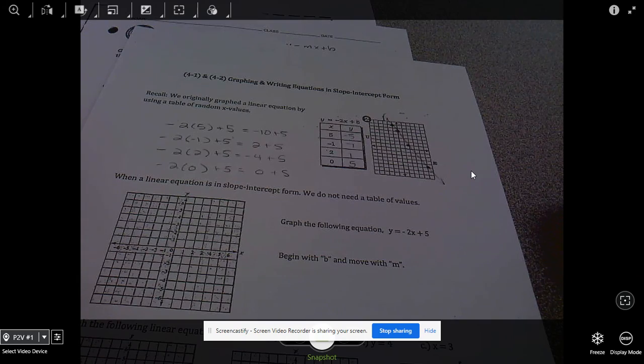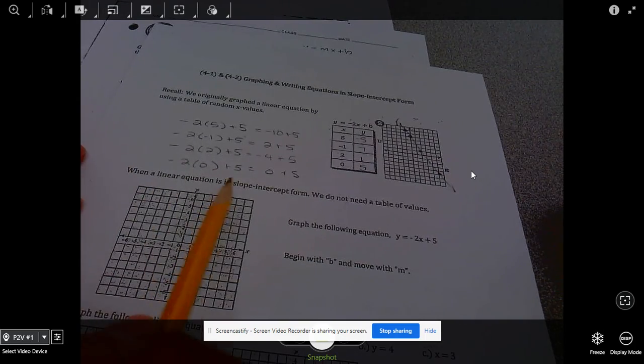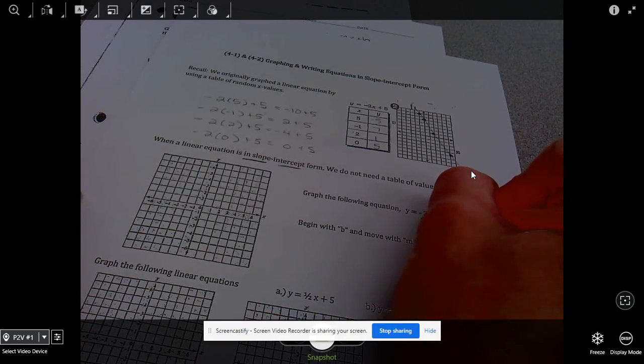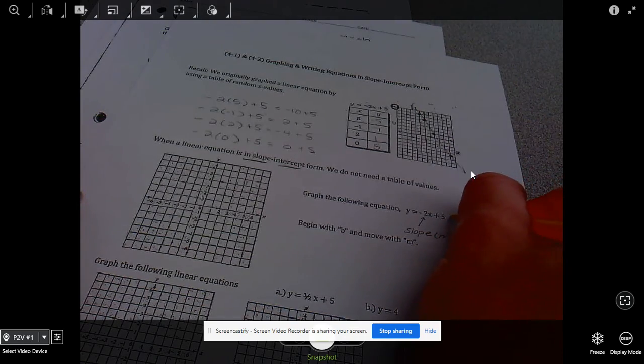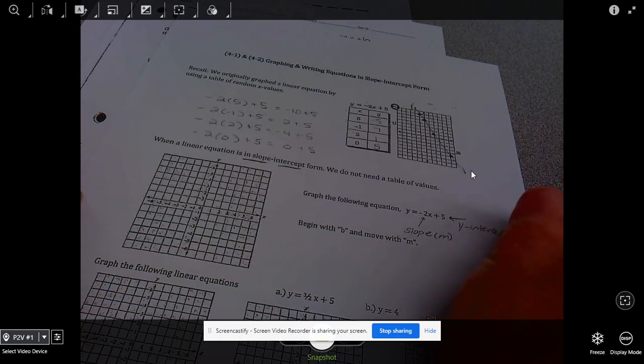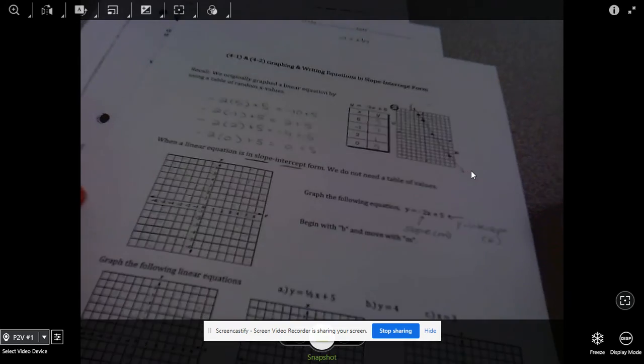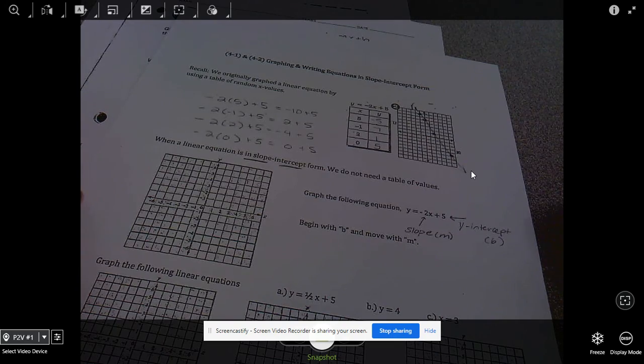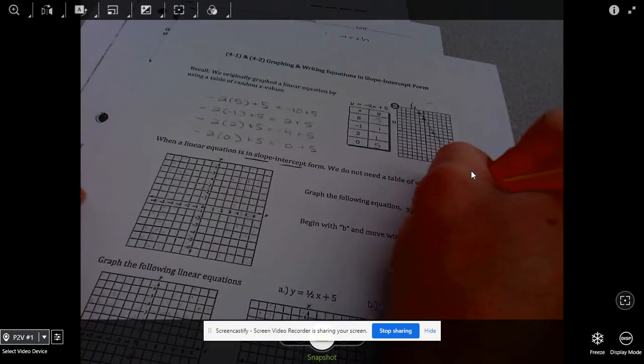When a linear equation is in slope-intercept form, we do not need a table of values. Slope is your rate of change. Intercept is where you intercept the y-axis. It says graph the following equation. This is in slope-intercept form, where -2 is your slope, or your m, and 5 is your y-intercept, or your b. That's where we intercept the y-axis, and this is our slope. That's why it's called slope-intercept form: y equals mx plus b.